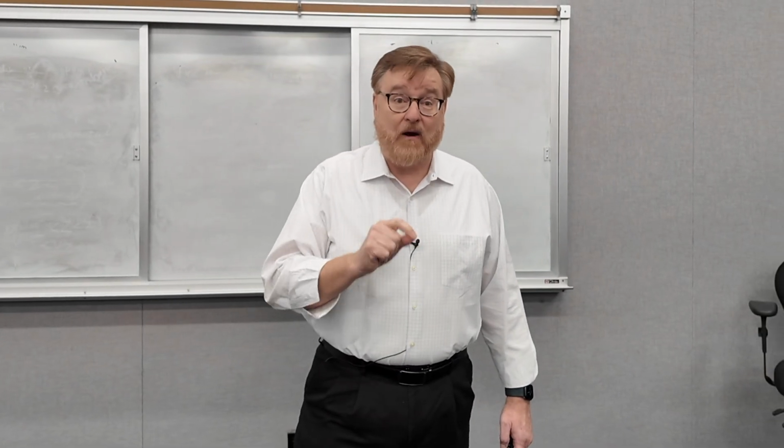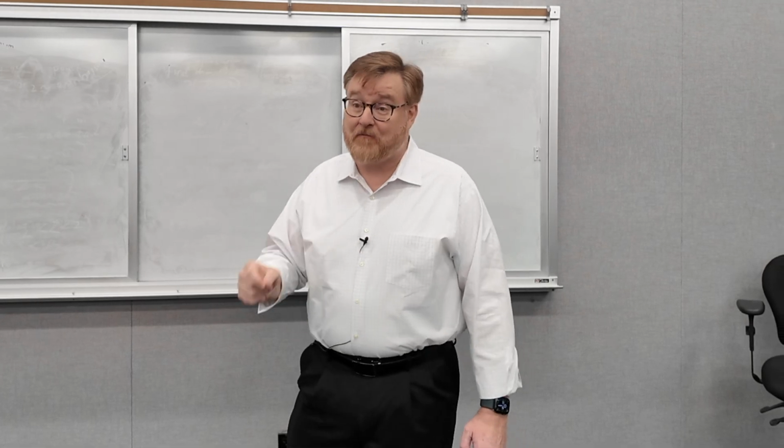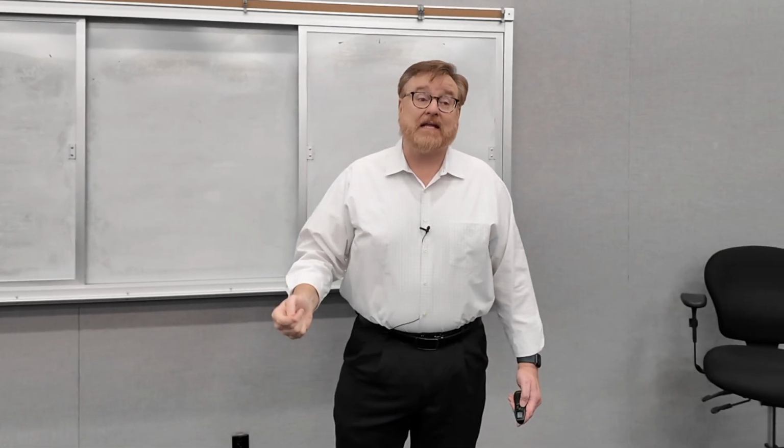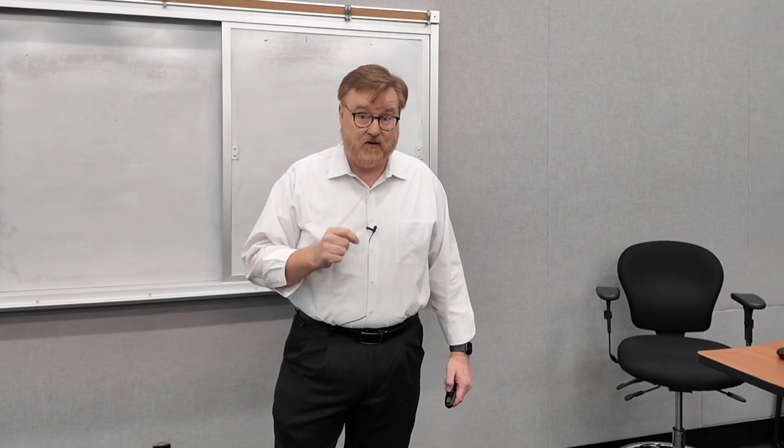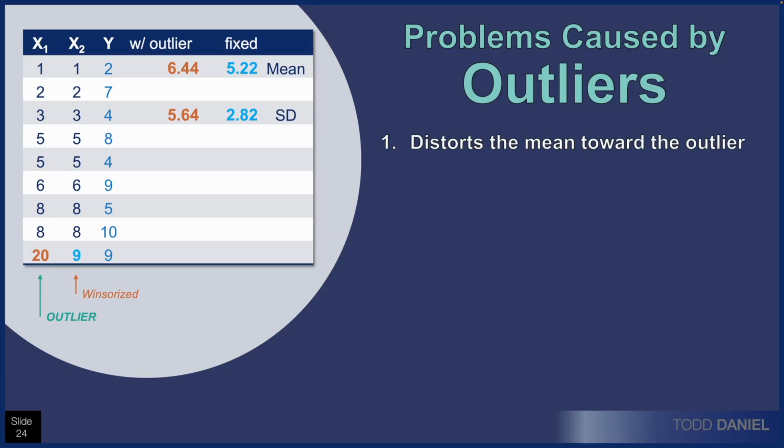Let me show you why I want to do that. There's a number of problems that occur when you leave that outlier in your data set. Number one is the mean is going to be distorted in the direction of the outlier. The 20 is the highest value in our data set. So you'll notice that with the outlier, the mean is 6.44. When I Winsorize the outlier, it becomes 5.22, bringing that mean back in line with the other variables.